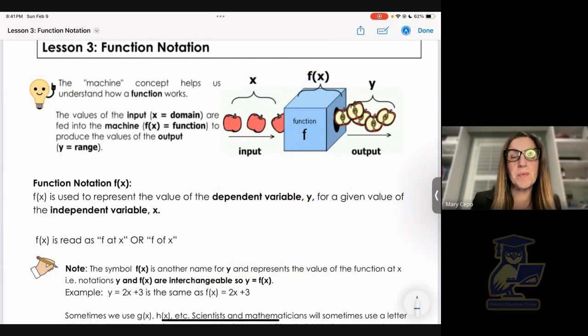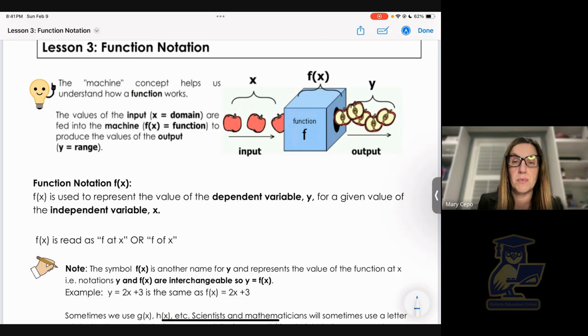In this lesson, we will be exploring function notation, and we will be using function notation to evaluate functions, perform operations on functions, and solve problems. So the easiest way to understand function notation is to think of the machine concept. The machine concept helps us understand how a function works.